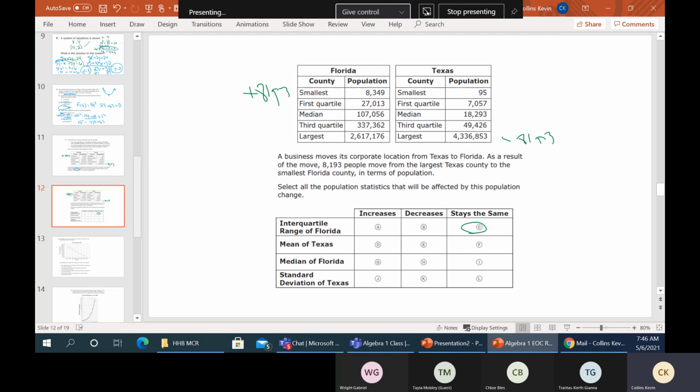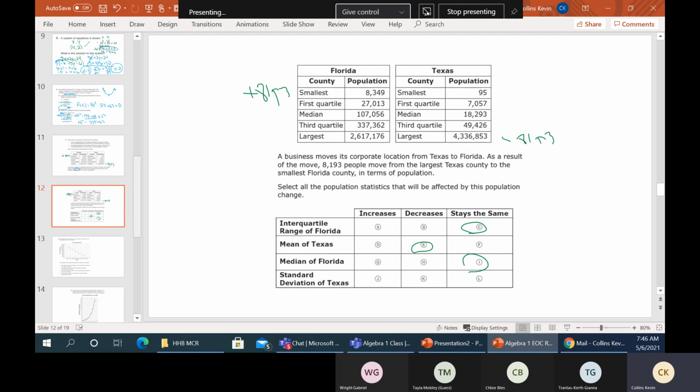Okay, so the mean in Texas. So mean is the number of people per county, right? So there's 254 counties, and now this county has lost 8,193, right? Okay, so if you take away some from the total, your average is going to go down. So that's this guy. Okay. Now the mean in Florida, like I said, probably is not going to change, because even though we've doubled the size of the county, it still might be the smallest county. But things really haven't moved around much, right? And that's another thing. A median doesn't change nearly as much as an average. Okay, so we're probably going to keep that guy the same.